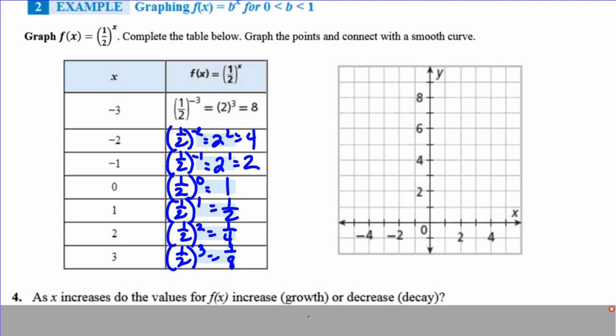1/2 to the -1st power really means it's 2 to the 1st, which is 2. 1/2 to the power of 0 is 1. 1/2 to the power of 1 is 1/2. 1/2 to the power of 2 is 1/4. And 1/2 to the power of 3 is 1/8.